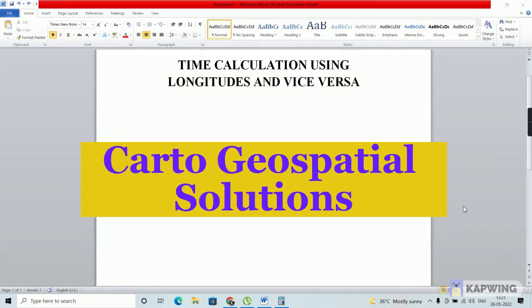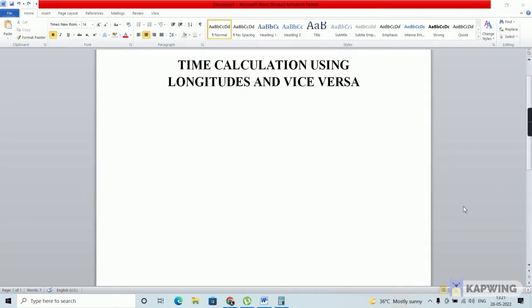So in this video, we are going to see how to calculate time using the longitudinal values and the other way around. First of all, if you're new to the concept of latitudes and longitudes, then I suggest you have a look at one of our previous videos in which I've discussed the concept of both the latitudes and longitudes in detail. For your convenience, I have given the link of that video in the description of this video. Should you wish to learn them, please have a look at it.